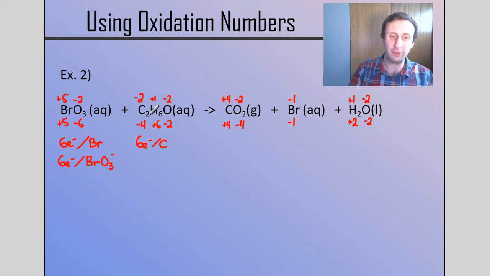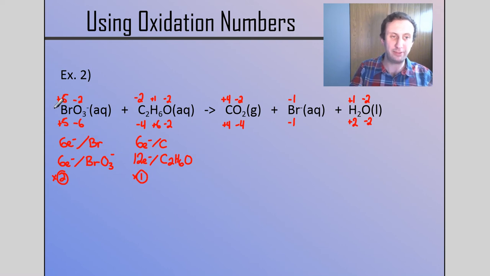But I have 2 carbons in each one of these. So it's actually 12 electrons for the reactant per C2H6O. So I have 6 and 12. So that means that in order for me to make this equal, I'm going to need 2 of these, and I'm going to need 1 of these.